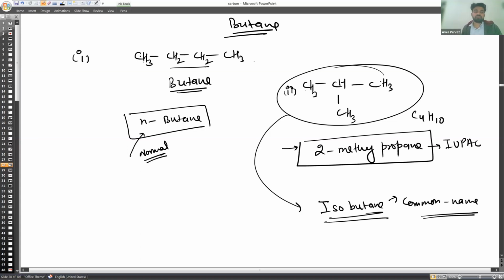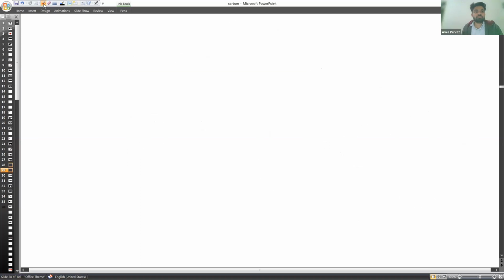The next one is pentane. We have done pentane: C5H12. Pentane has three isomers. One is normal pentane.